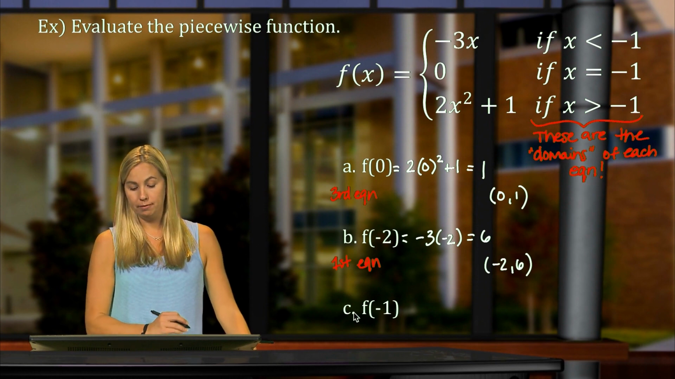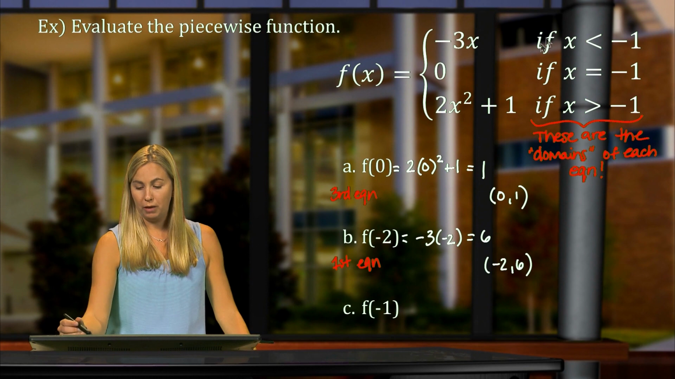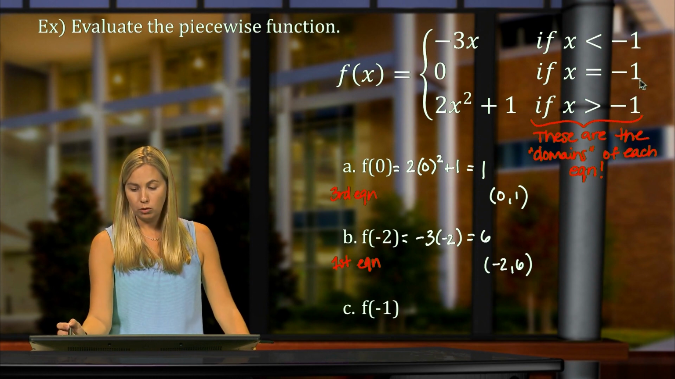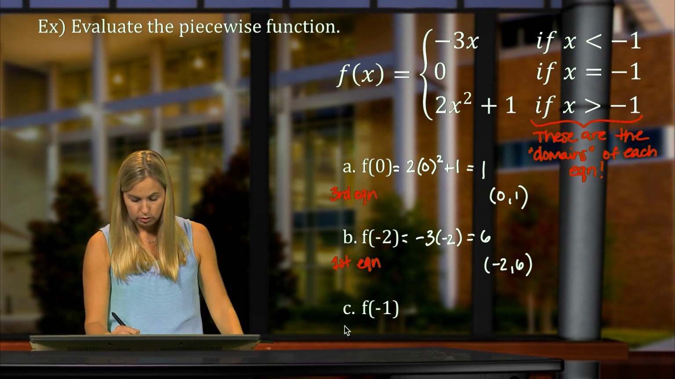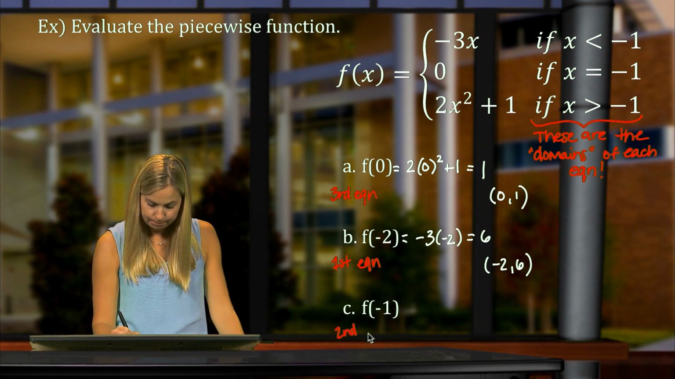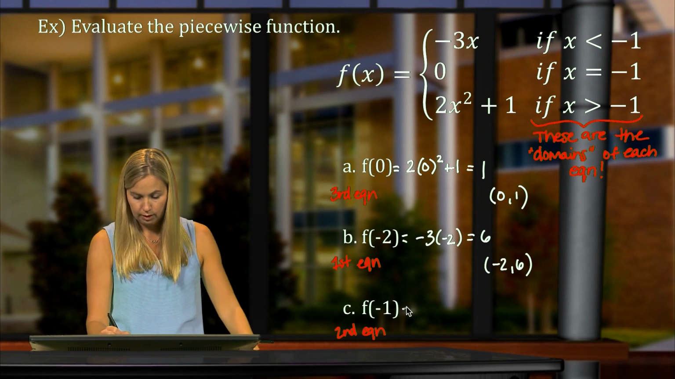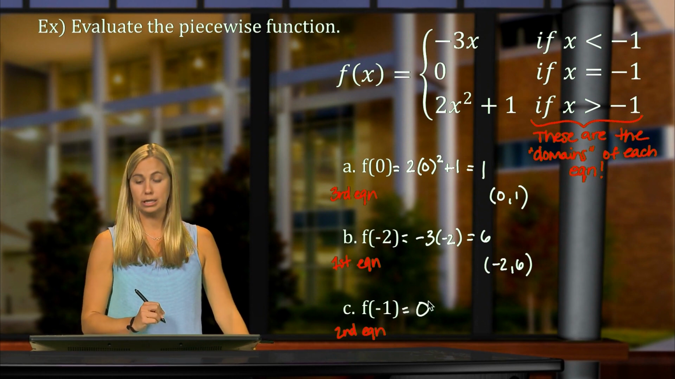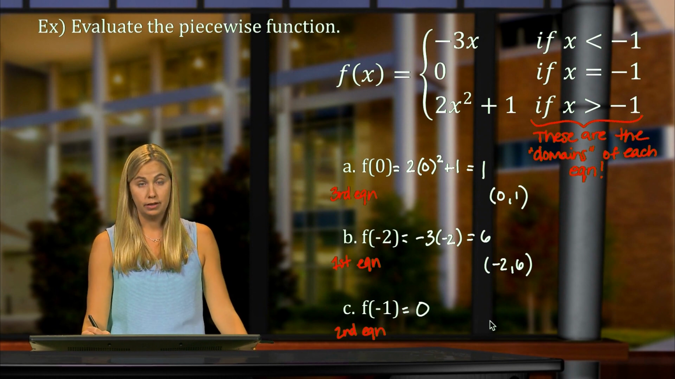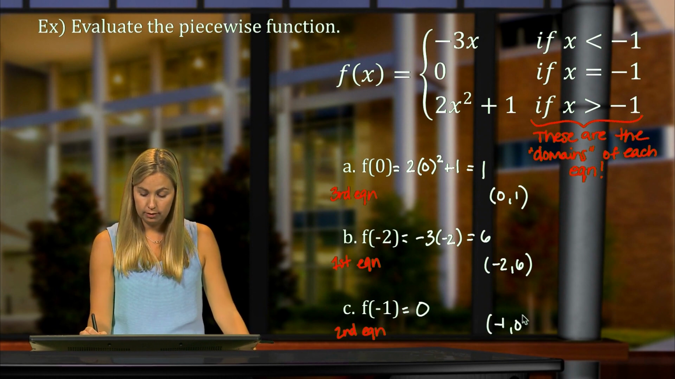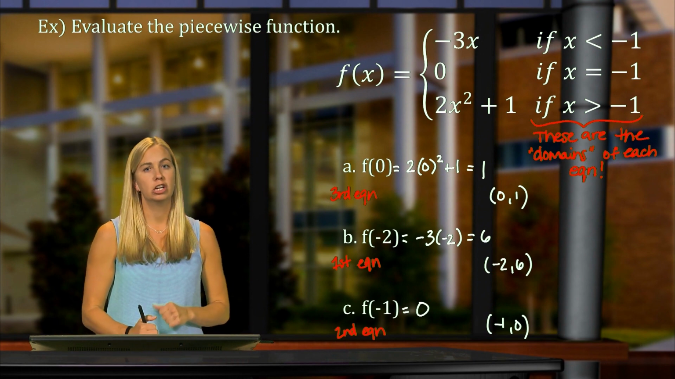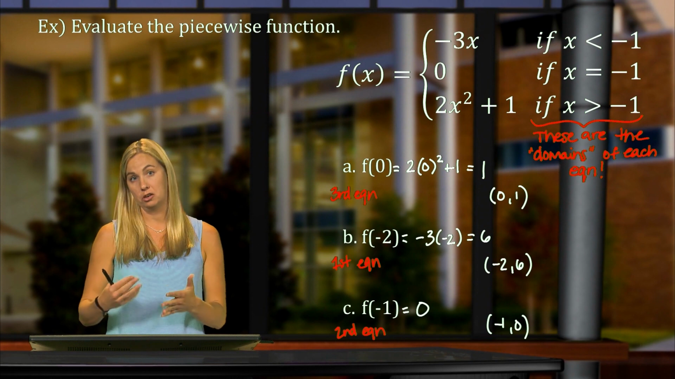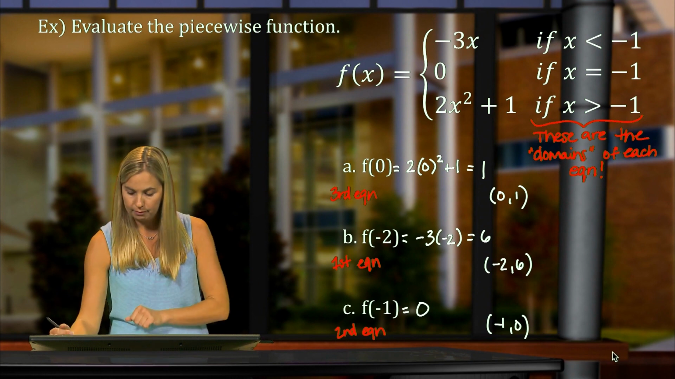F of negative 1. Looking at our individual domains here, when x equals negative 1, we use the equation y equals 0. So this is the second equation. And since we don't have an x to plug in, we know that the y value is just going to be 0, generating a third point on this function, (negative 1, 0). Now these are just 3 points for our function. On the next example, we're going to look at how to actually graph it, so we'll have infinitely many points.